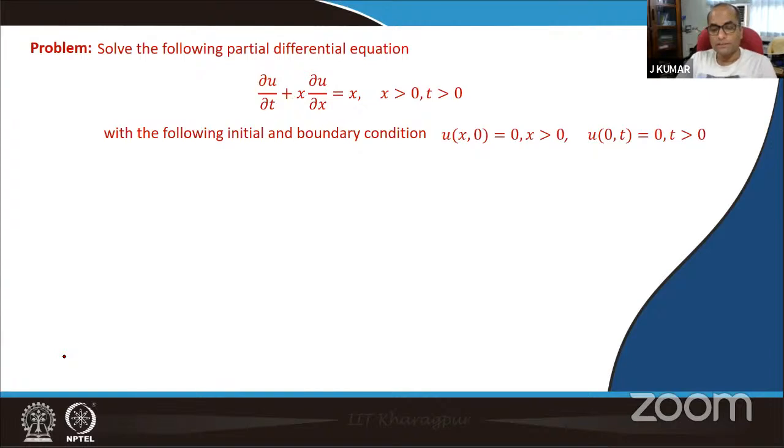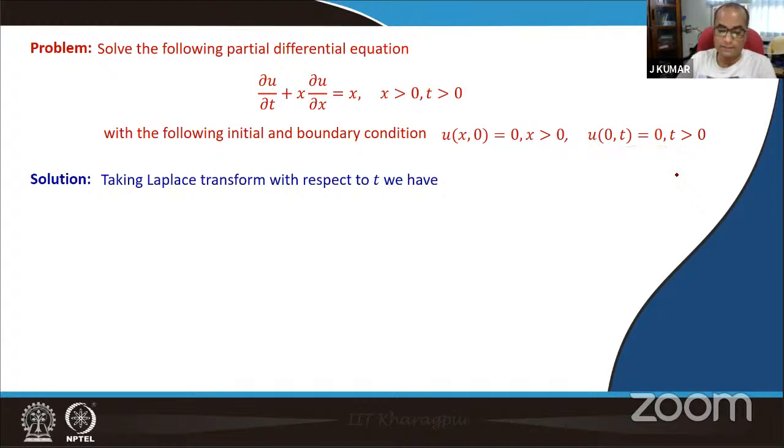Another example is that we can also apply it to partial differential equations. This is an example of a partial differential equation. We have the partial term del u over del t, we have del u over del x, and a right hand side, with x greater than 0 and t greater than 0. And we have the following initial and boundary conditions.